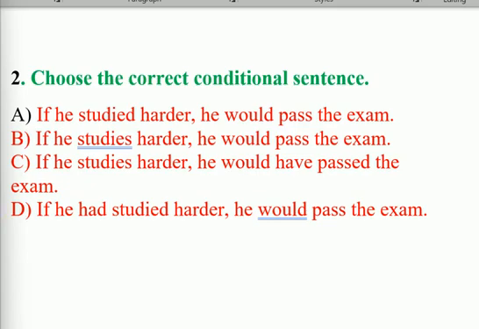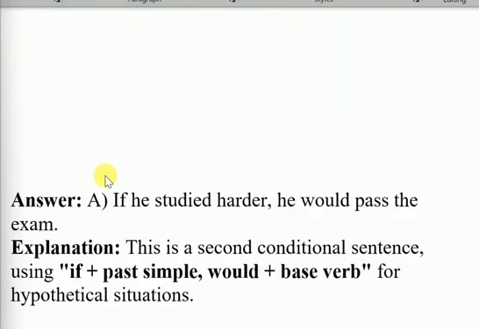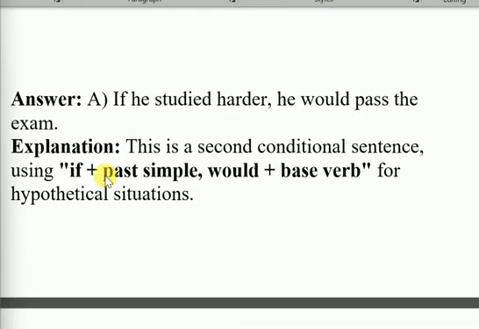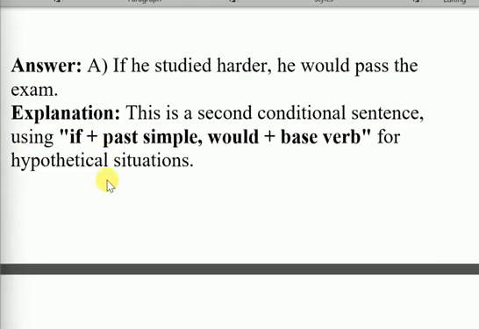B. If he studies harder, he would pass the exam. C. If he studies harder, he would have passed the exam. D. If he had studied harder, he would pass the exam. Answer. A. If he studied harder, he would pass the exam. Explanation. This is a second conditional sentence, using if plus past simple, would plus base verb for hypothetical situations.